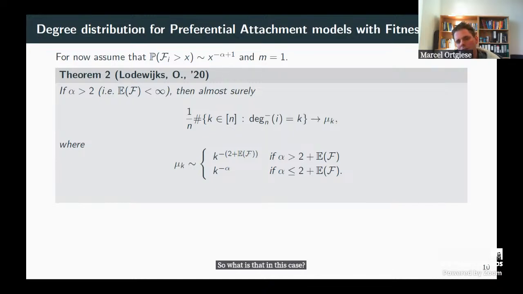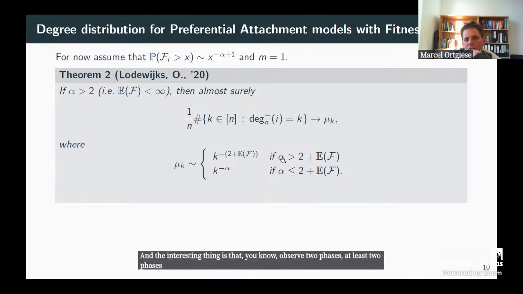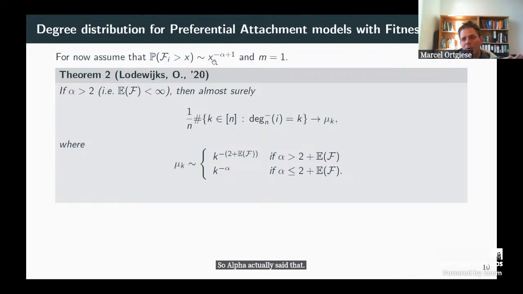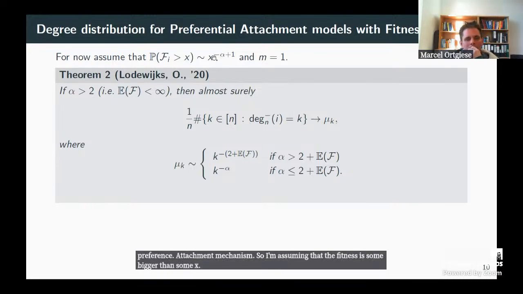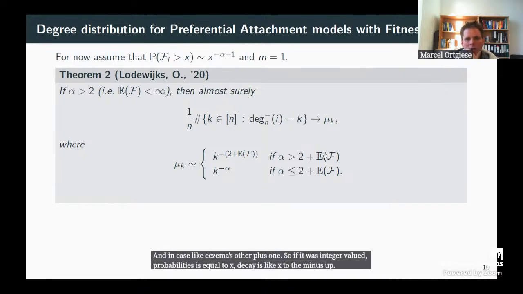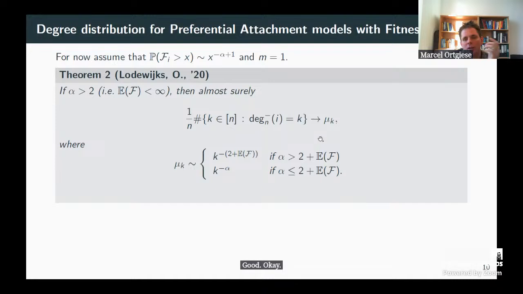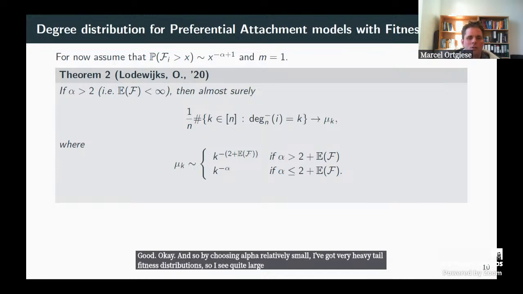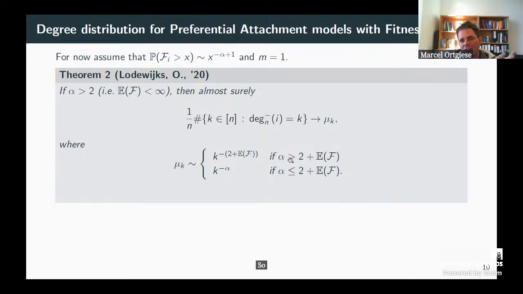And the interesting thing is that you now observe at least two phases. Alpha, I should have said that: I'm assuming here my fitness is fairly heavy-tailed, so that I can compete with the preferential attachment mechanism. So I'm assuming that the probability that fitness is bigger than some x decays polynomially, like x to the minus alpha plus 1. If it were integer valued, the probability of being equal to x decays like x to the minus alpha. Good. By choosing alpha relatively small, I get a very heavy-tailed fitness distribution, so I see quite large values of the fitness. But if alpha is large, then it's fairly light tailed.